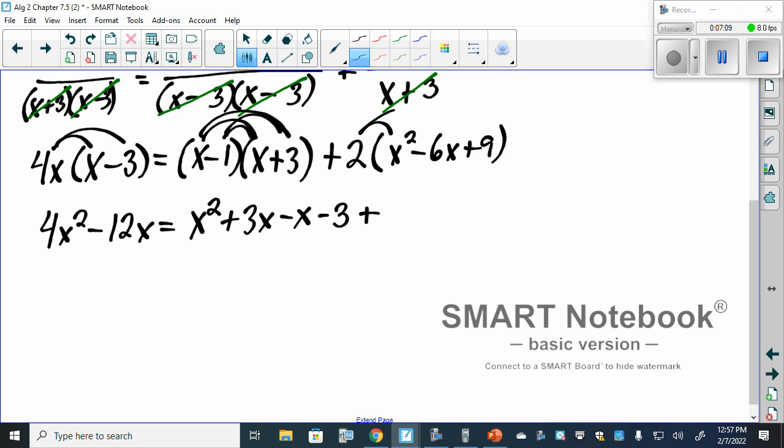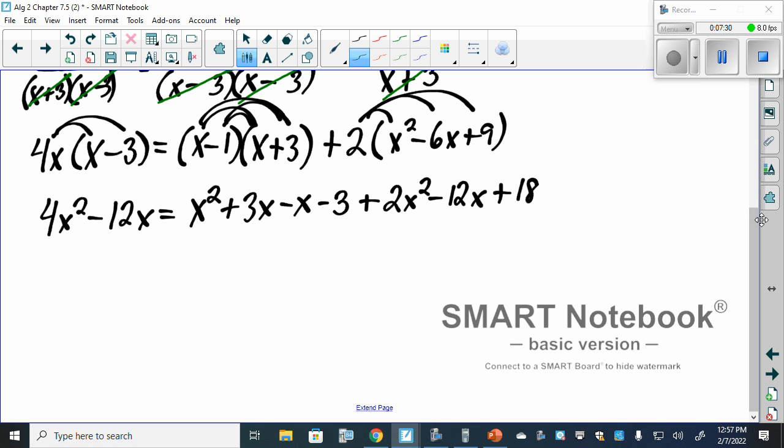Plus, here we're going to distribute the 2. 2 times x squared is 2x squared. Minus 12x plus 18. Any questions on how we got to this point here?